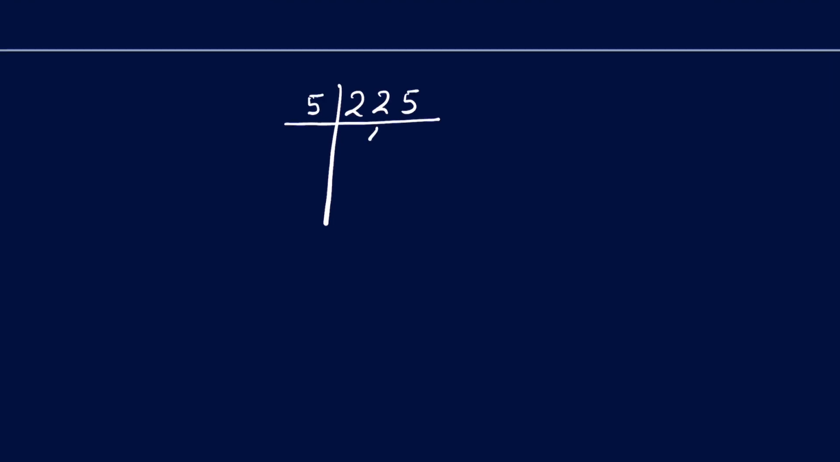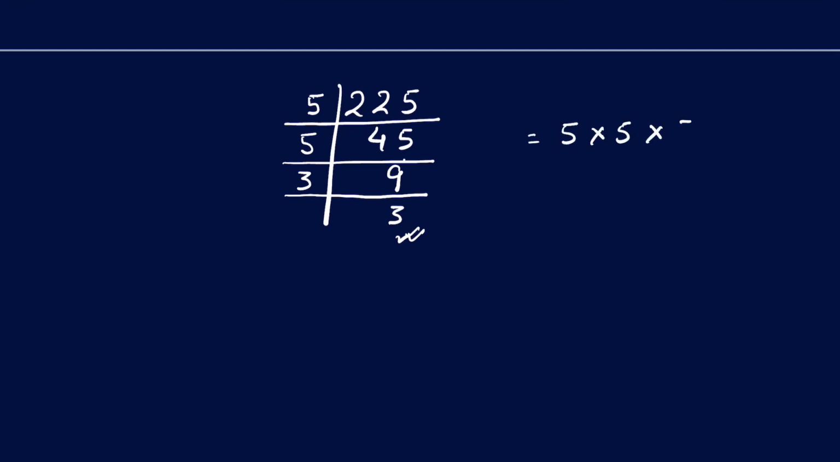So, 5 times 45 is 225. Now, 45 is not a prime number, so we again divide it. 5 times 9 is 45. 9 is not a prime number, so again divide it. 3 times 3 is 9. Now, 3 is a prime number, so we stop here. We continue the process until we get a prime number at the end. Now, 225 can be written as the product of 5 multiplied by 5 multiplied by 3 multiplied by 3. These are the prime factors of 225.